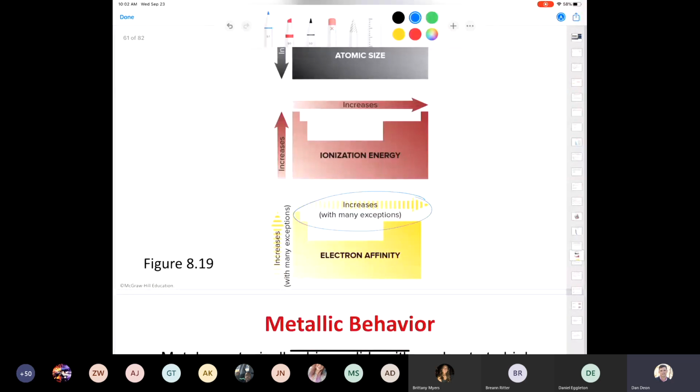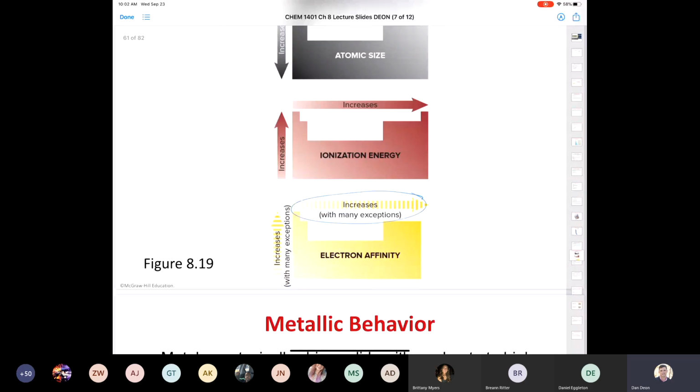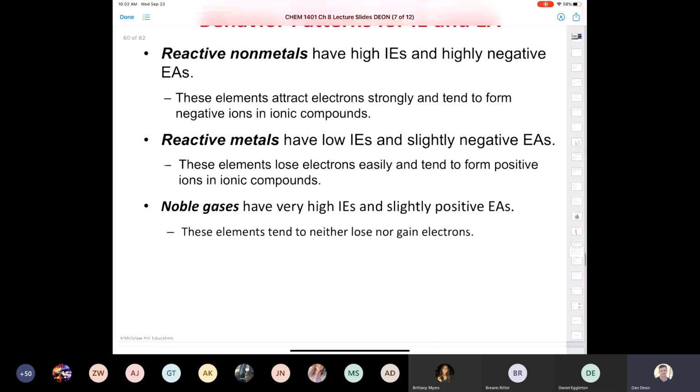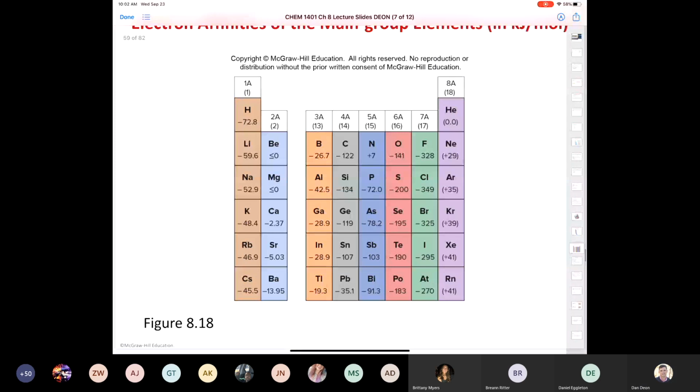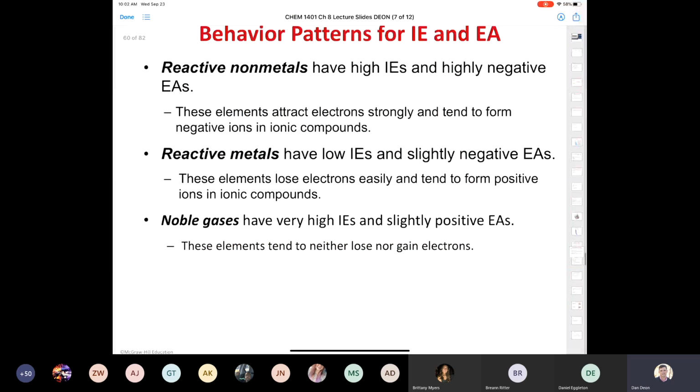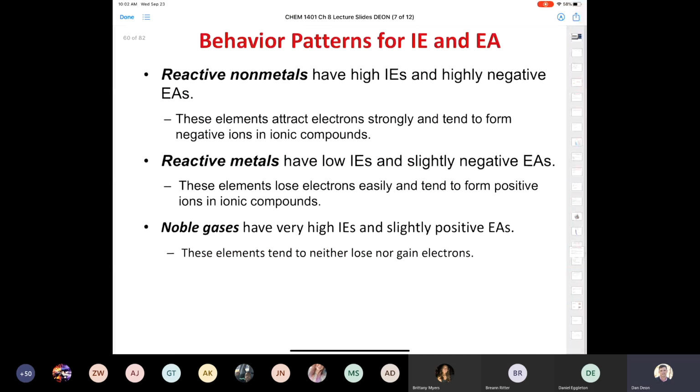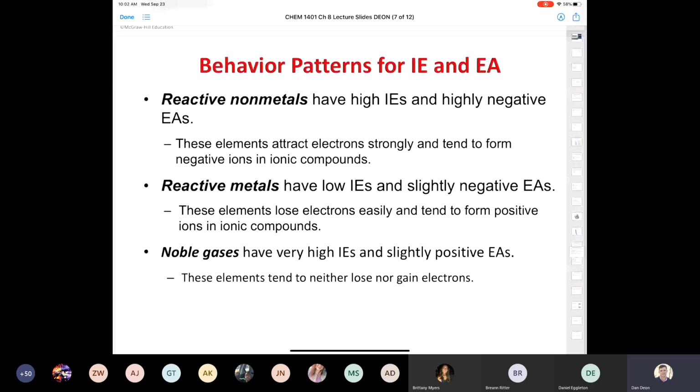You even see that she uses dashed lines because she says there are many, many exceptions to this, okay? So if we back up, I'm going to show you the many exceptions. You just need to know the general trend. You can see generally it increases, but there's all kinds of flip-flopping here, so I'm not going to spend a ton of time on that. It's one of those things I could talk about all day. But there is some very important information to be gained here, okay? Behavior patterns for ionization energy and electron affinity.